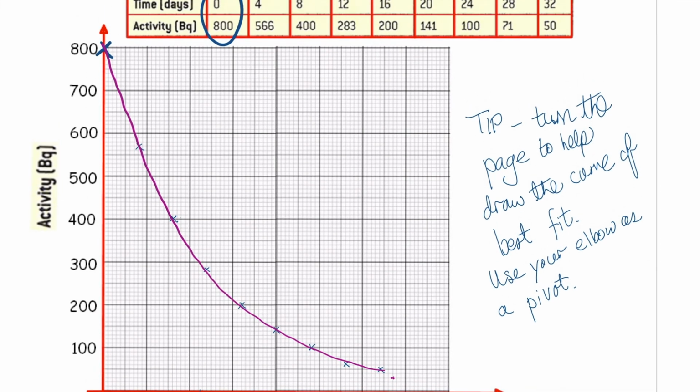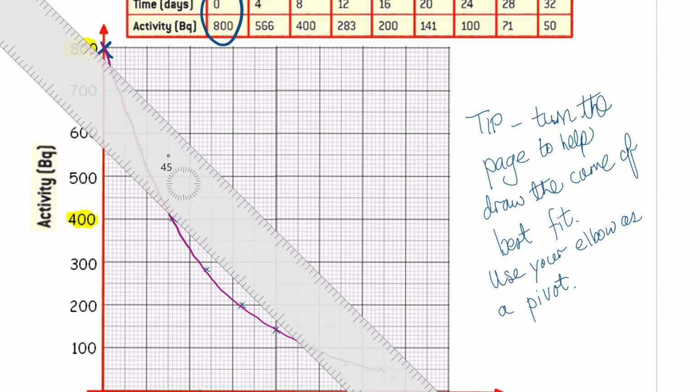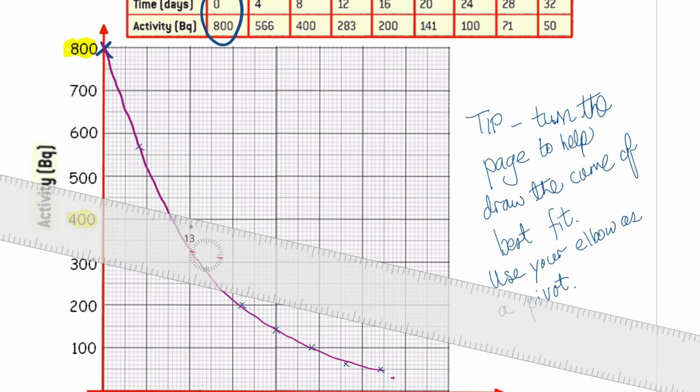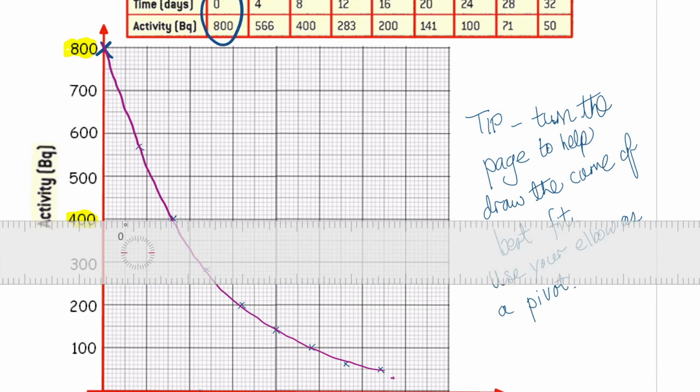What you should have done, first of all, is just ask yourself, what's, remember, half-life? Half-life is the time taken for the number of atoms to reduce by half from the original value, or, in this case, the activity to reduce to half of its original value. So half of 800 is 400. To work out the half-life then, get a ruler, a thin pencil, and then you just extrapolate that value from the graph.